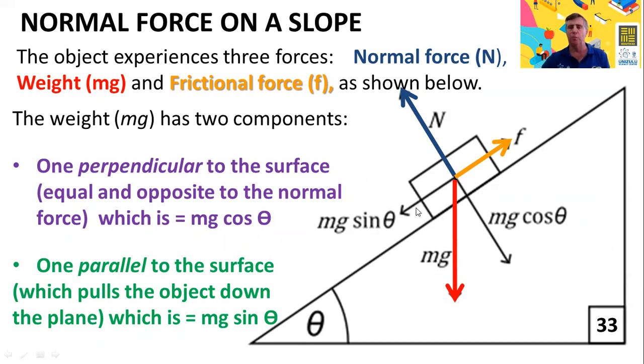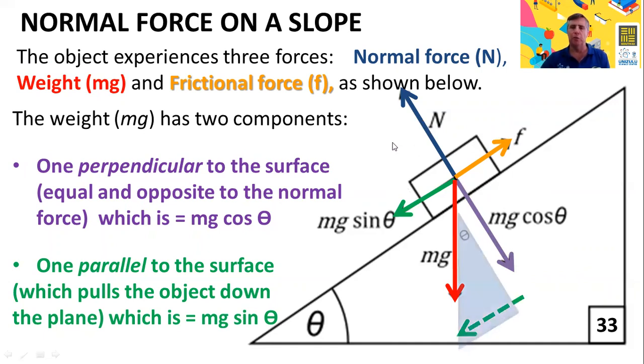Now this object is moving freely, it's not being pulled. And we notice that this weight has 2 components. So it has one, the purple one, which is perpendicular to the surface, and will be equal and opposite to the normal force. It also has one which is parallel to the surface. That's the force that pulls the block down the plane and will be opposite to friction. Whether it's equal or not depends on how great the frictional force is.